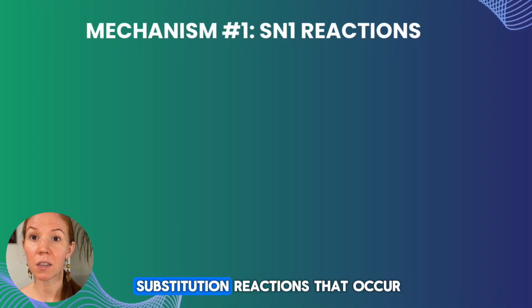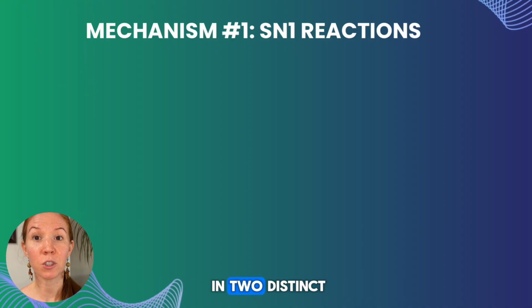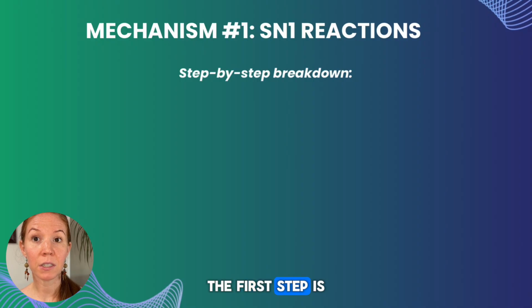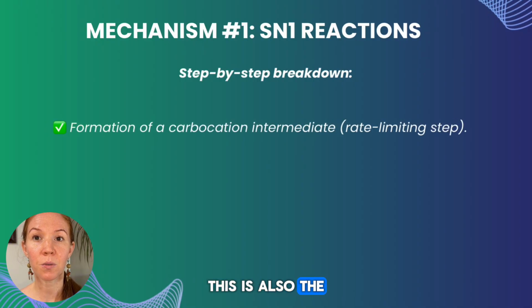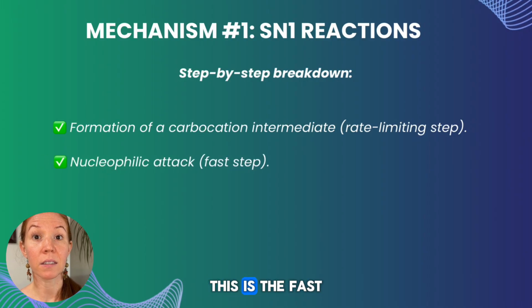SN1 reactions are substitution reactions that occur in two distinct steps. Here is a step-by-step breakdown. The first step is the formation of a carbocation intermediate. This is also the rate-limiting step. The second step is the nucleophilic attack. This is the fast step.